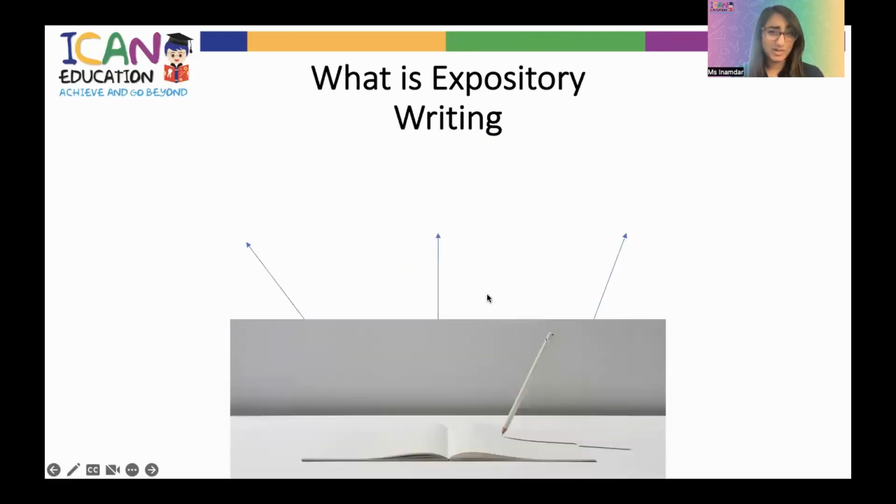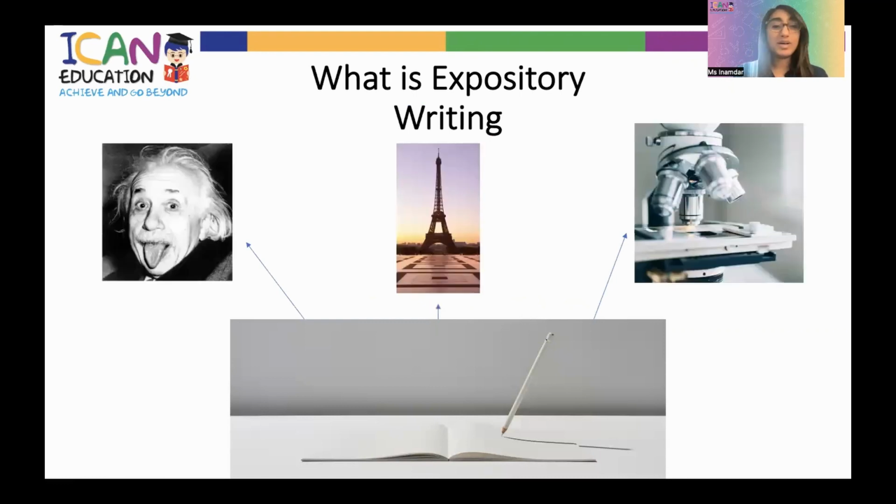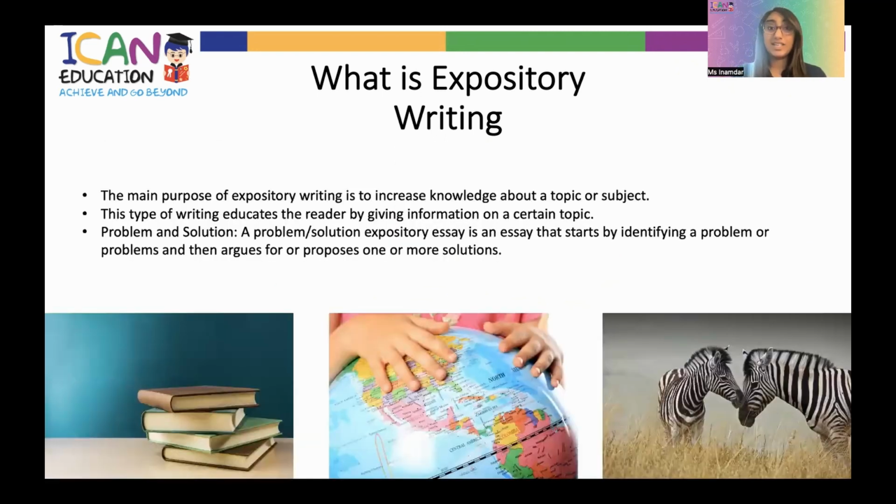What is expository writing? Well, it is when you write about a person, a place, or a thing, but the purpose here is to give the reader a lot of information. So remember, expository writing is done to increase the knowledge of the reader about a specific topic or a specific subject. So this type of writing educates the reader by giving information.